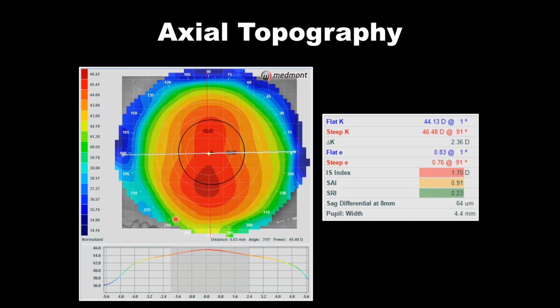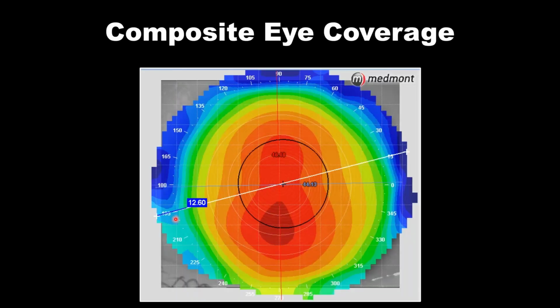So the composite map is really a very important corneal topography. It's one that I would encourage you to use for all of your rigid lens fitting and all of your specialty contact lens fitting.